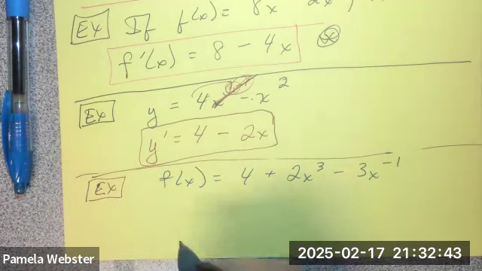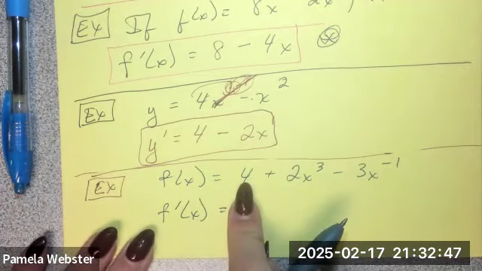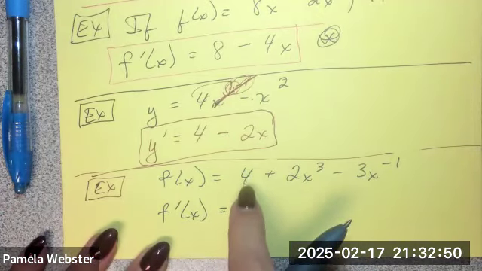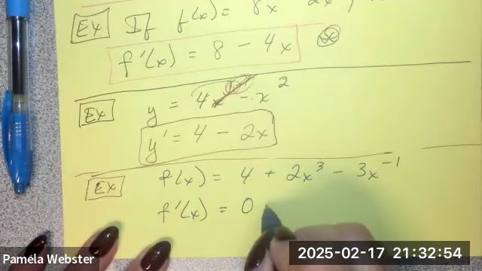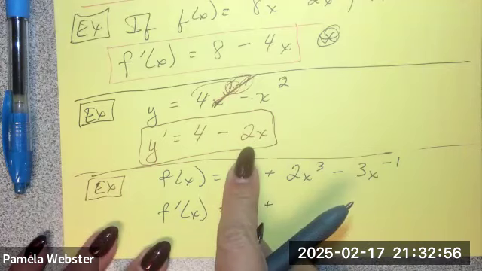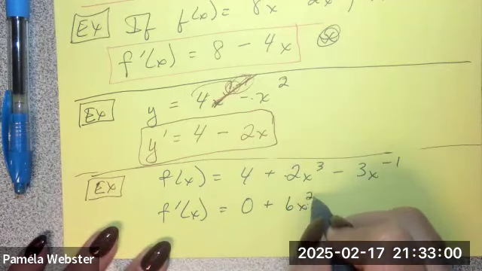Okay, I think you can do it very quickly, hopefully. Here's one that has the 4 in there as a constant. What do we think about that constant? What's the derivative of a constant? 0. So you can just write the 0 or you can just ignore that guy, okay? 3 times 2, this is 6x squared.